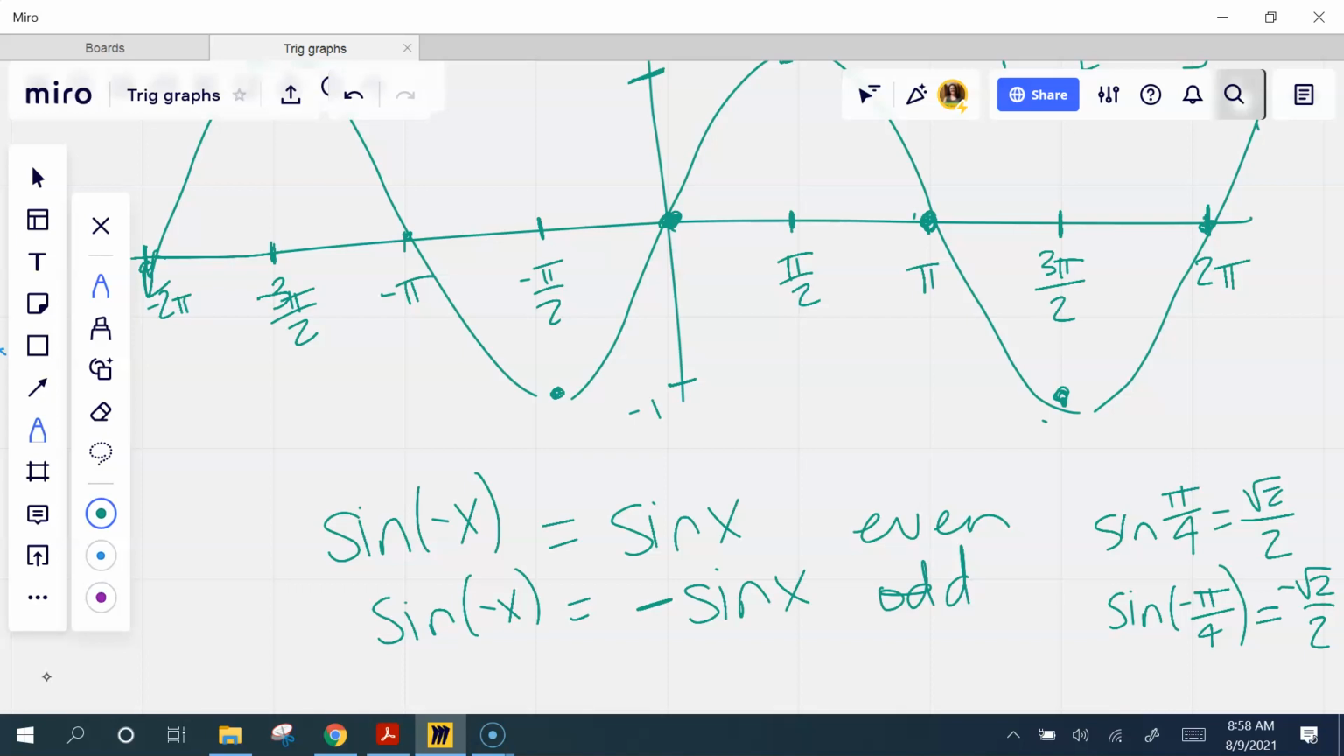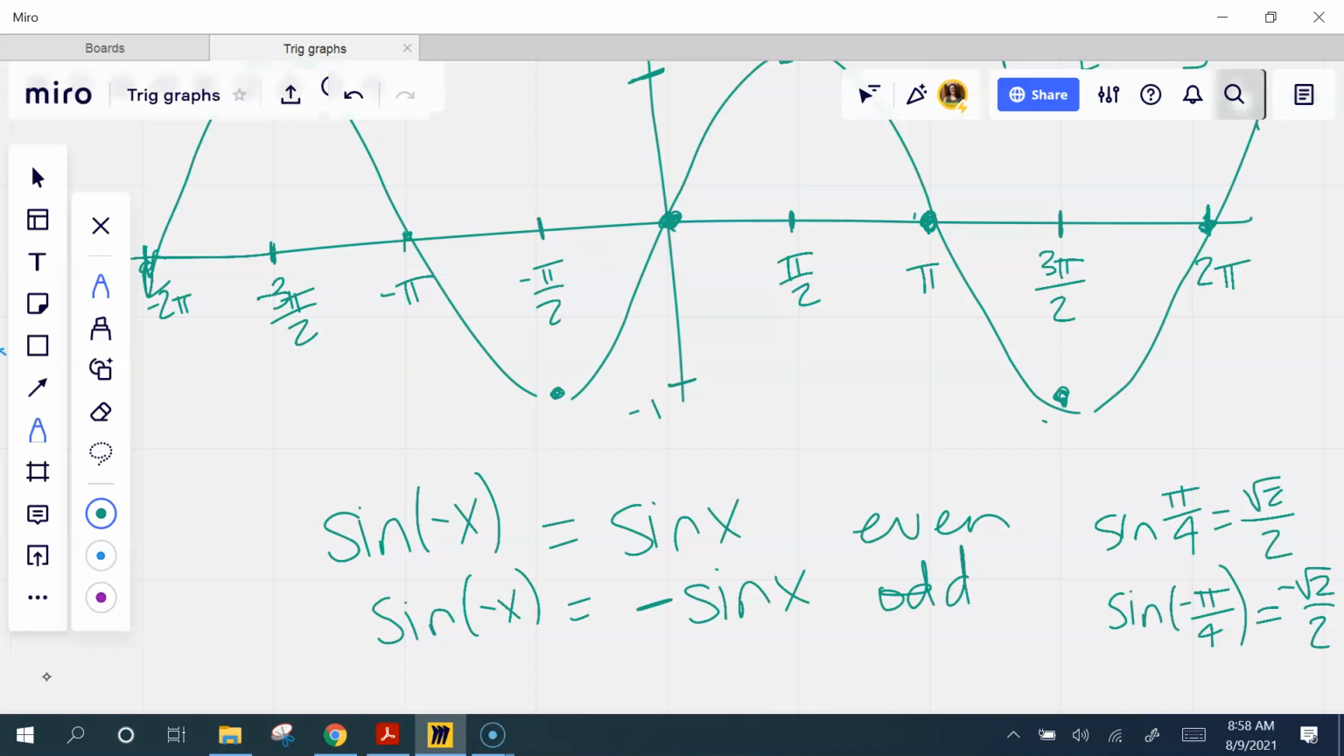If it didn't give you the same or the opposite, if it's completely different, it would be neither. When we look at algebraic equations, maybe we have something like x squared plus 2x minus 5. That would be neither. If you plug in a negative, the middle sign would be opposite, but none of the other signs changed. So it's not completely the same, but it's not completely opposite either.